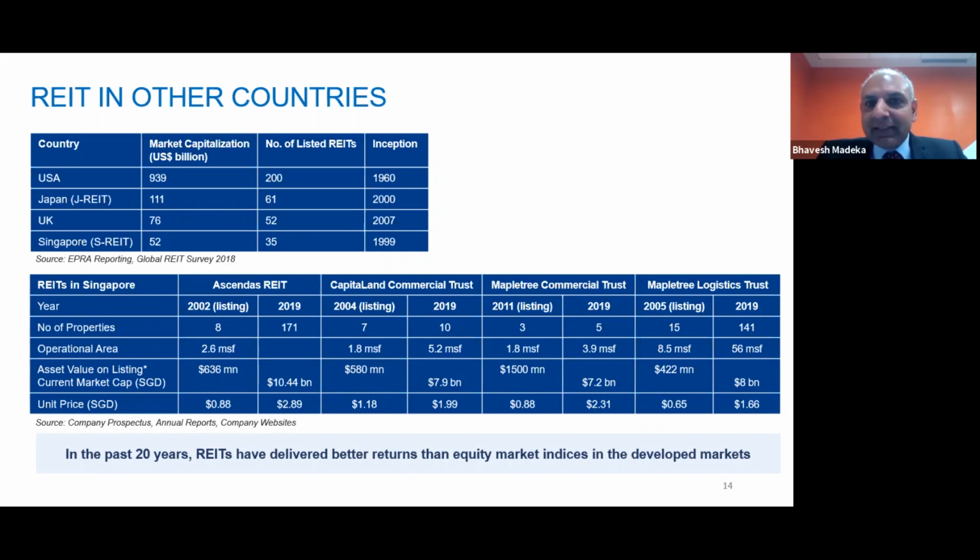In Capitaland, it moved from 7 to 10 and from 580 million to 7.9 billion. In Mapletree, it moved from 3 to 5 and from 1.5 billion to 7.2 billion. And in Mapletree Logistic REIT, from 422 million, it moved to 8 billion, from 15 to 141 properties. So you can understand that equally, India has a big role to play in its REIT market.